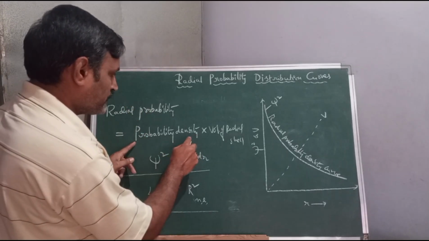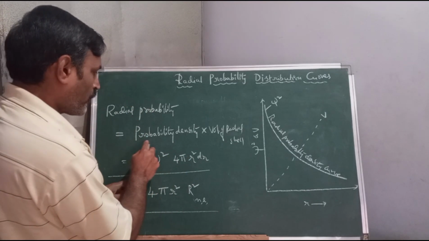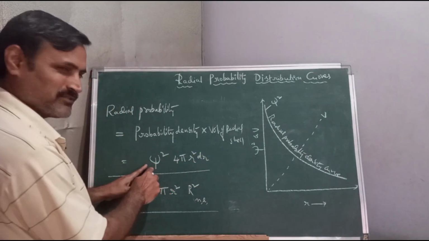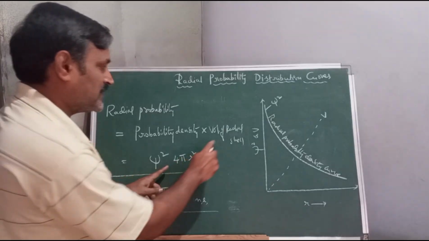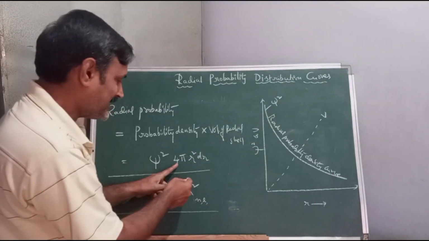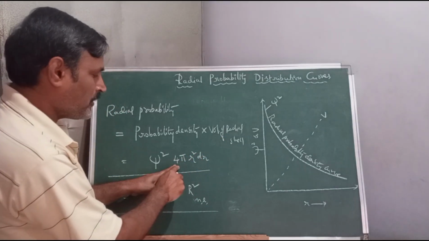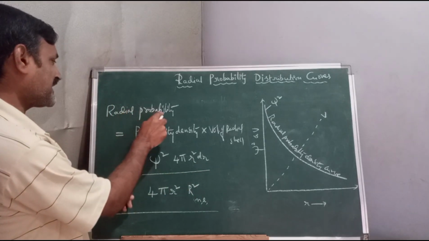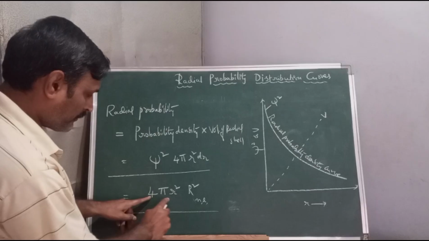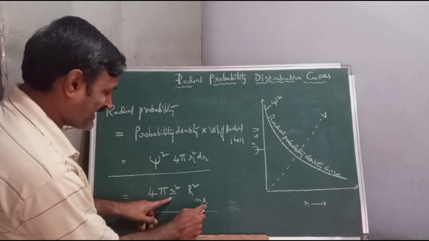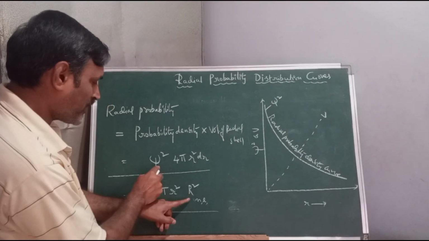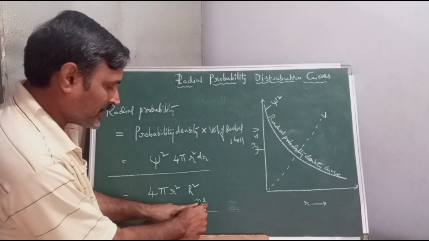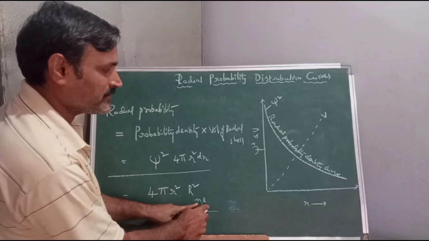The radial probability formula is the probability density times the volume of the radial shell. Probability density we call psi square, and the volume of the radial shell we have already calculated as 4 pi r square dr. We can also represent this radial probability as 4 pi r square R nl squared, as we know R square is related to psi square. It depends on the principal quantum number and the azimuthal quantum number.